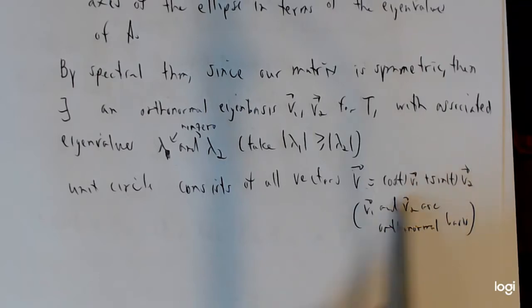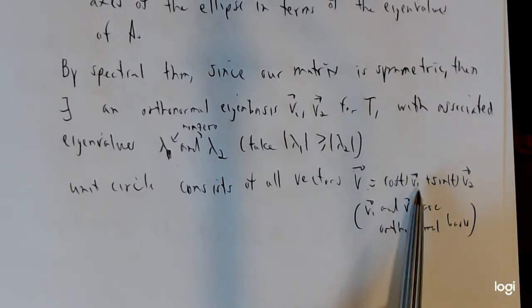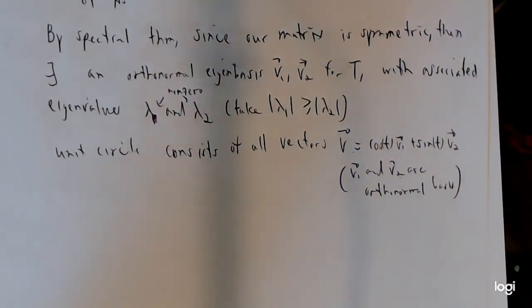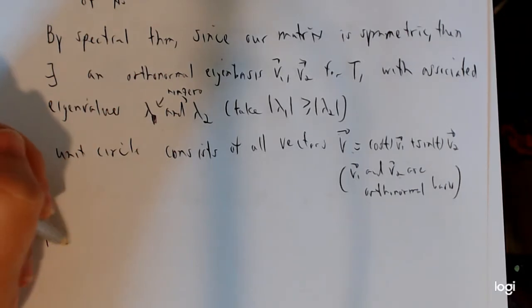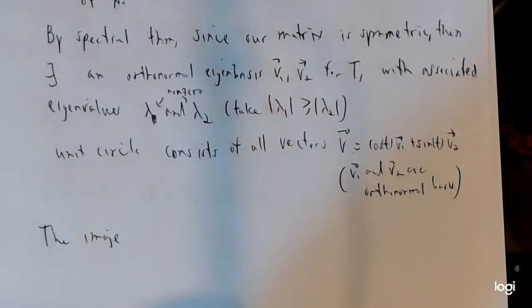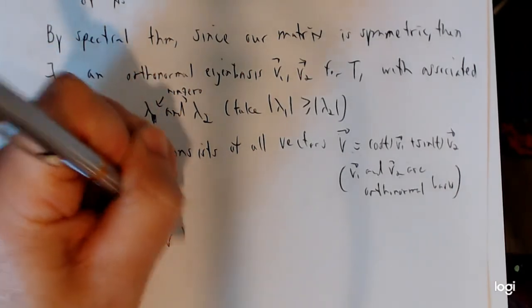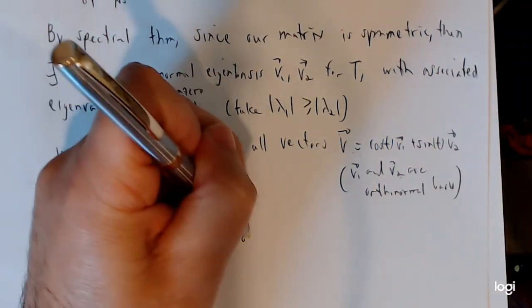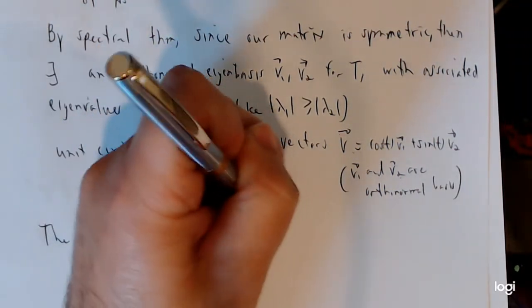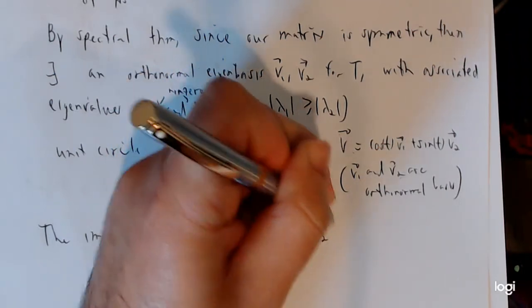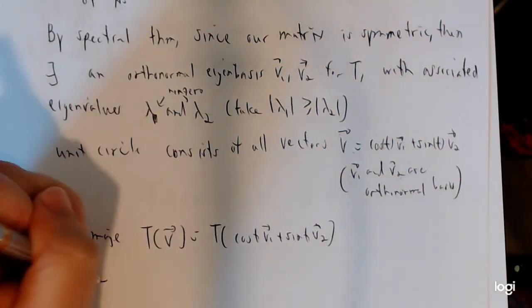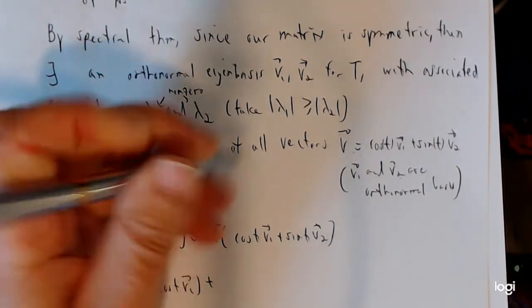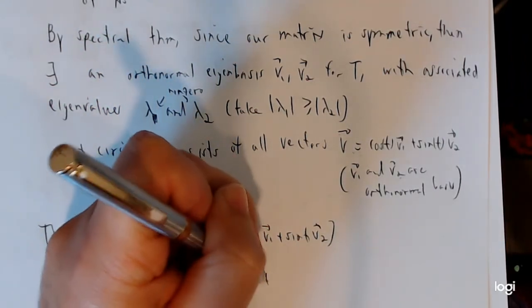So here's my unit circle, which I was able to write in terms of v sub 1 and v sub 2. So here's the part where things get really nice and clean. The image T of v, which is the same thing as what? T of, we said v is cosine of t v sub 1 plus sine of t v sub 2. That is the same thing as what? T of cosine of t v sub 1 plus T of sine of t v sub 2.